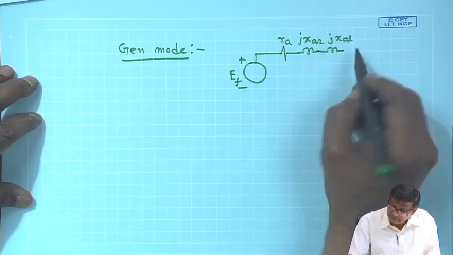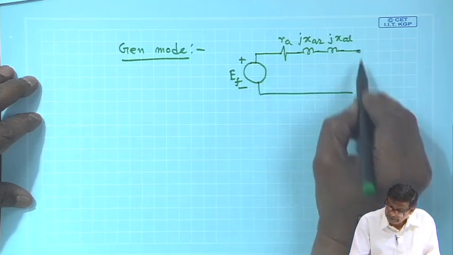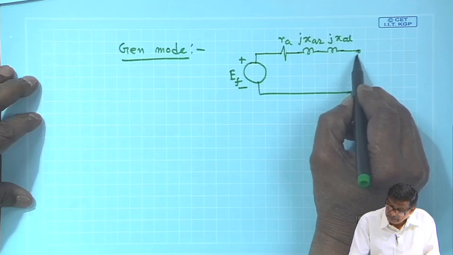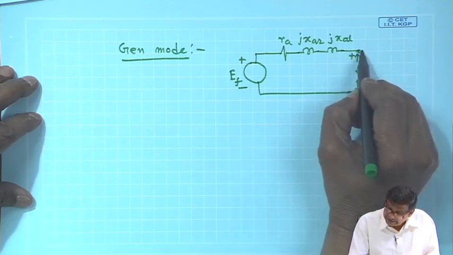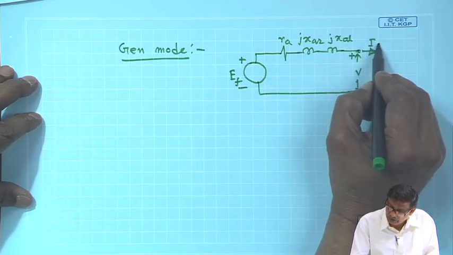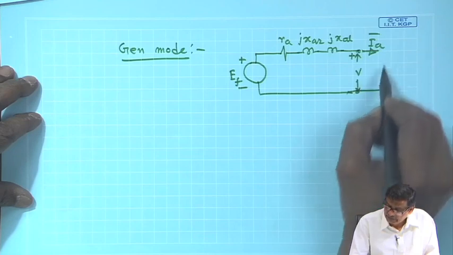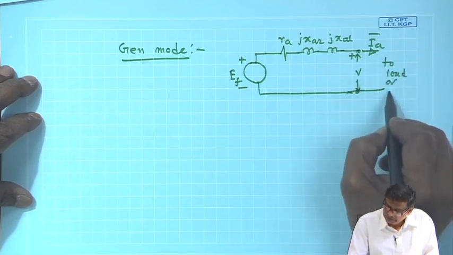jXl, and here is your terminal V, and it is operating as a generator, meaning delivering current to the load or to the bus.